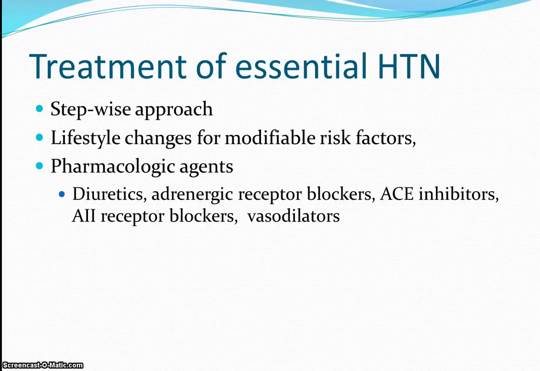So the first thing we're going to do in our first step is change modifiable risk factors, working with patients to do so. Then we go to pharmacological agents, or medications, in other words. We're going to use diuretics. That is going to help them to increase their urinary frequency so that we pull off extra fluid, right? We're going to have the adrenergic receptor blockers, ACE inhibitors, the A2 receptor blockers, and vasodilators. Our inhibitors and blockers are targeted at helping the heart to beat properly, right? And vasodilators are going to open up your blood vessels to help decrease the blood pressure.